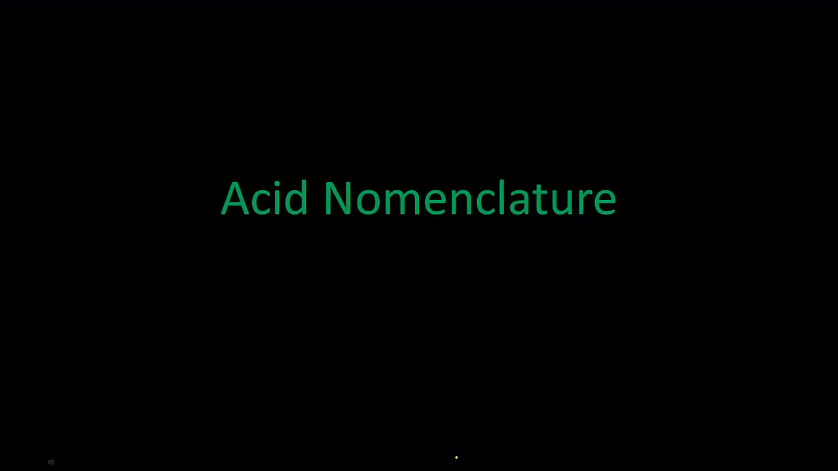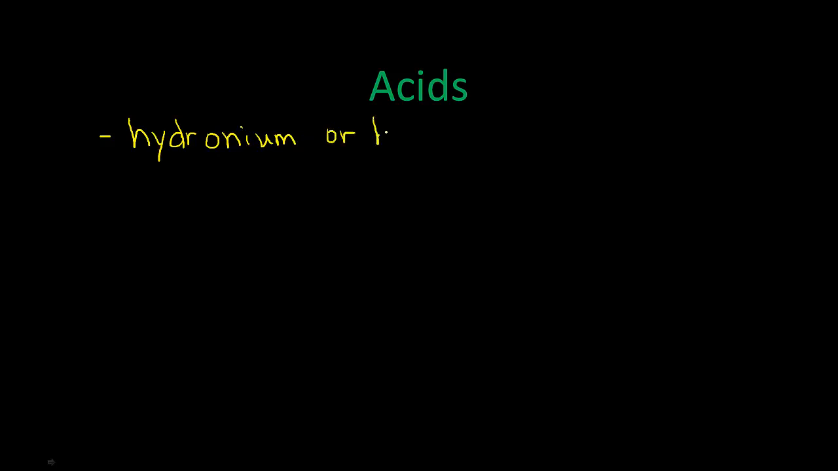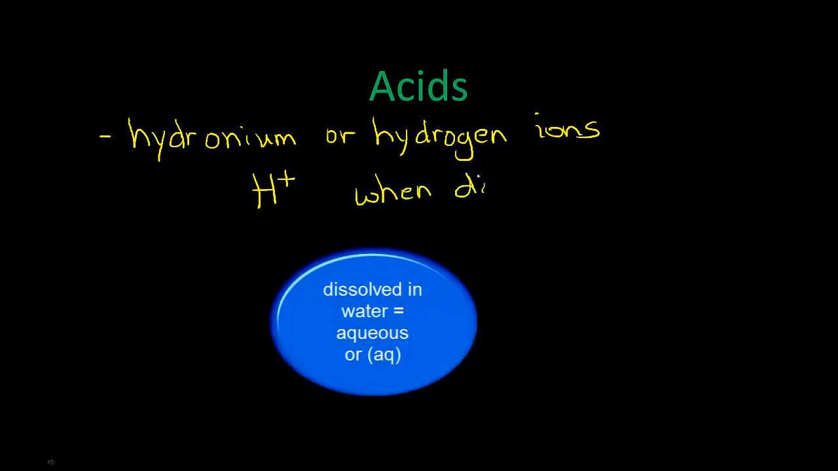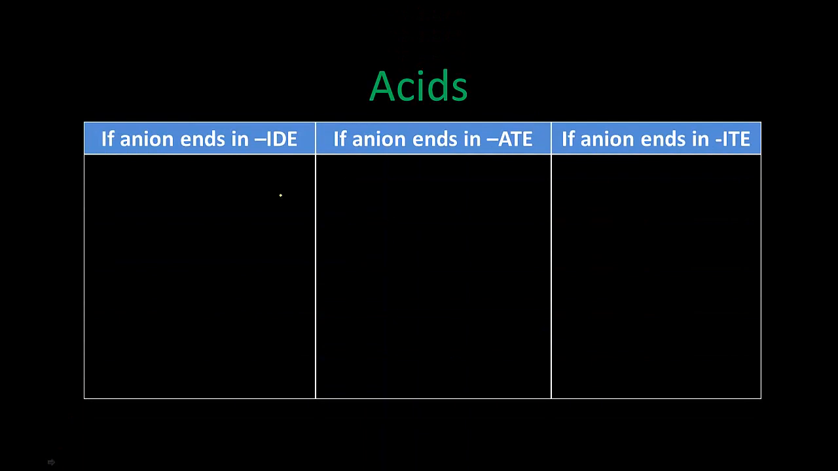Guys, now we're going to talk about acid nomenclature, or how to name acids or write acid formulas. The traditional definition of an acid is a compound that breaks off into hydronium or hydrogen ions when dissolved in water, and that is H+, when dissolved in water. We have rules here when we name acids.